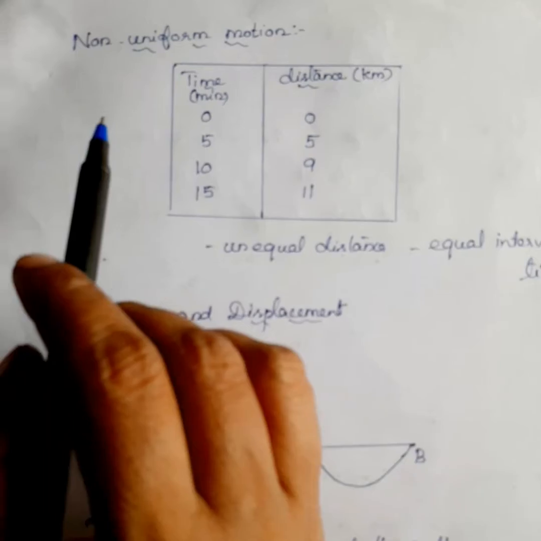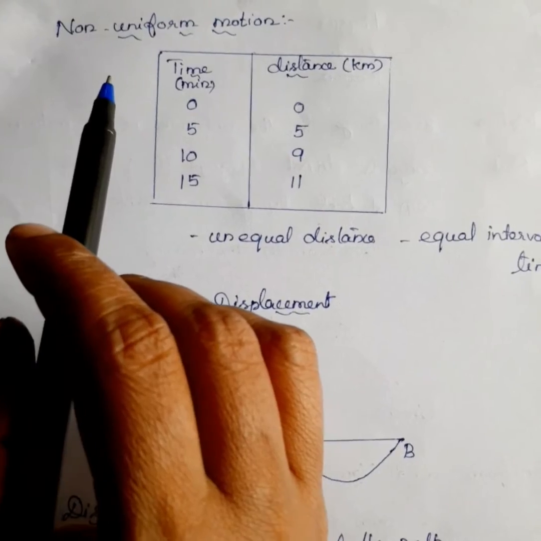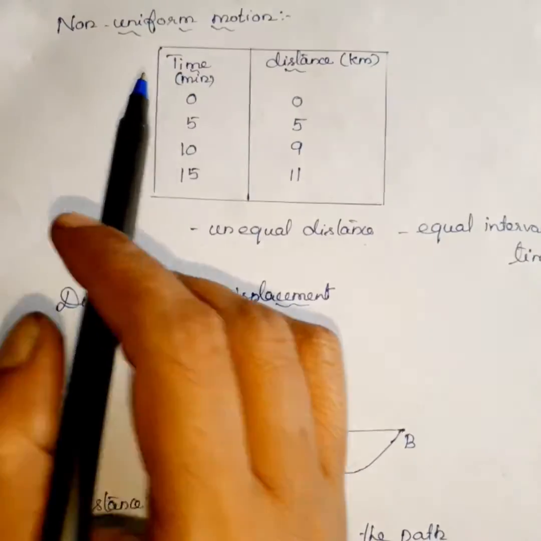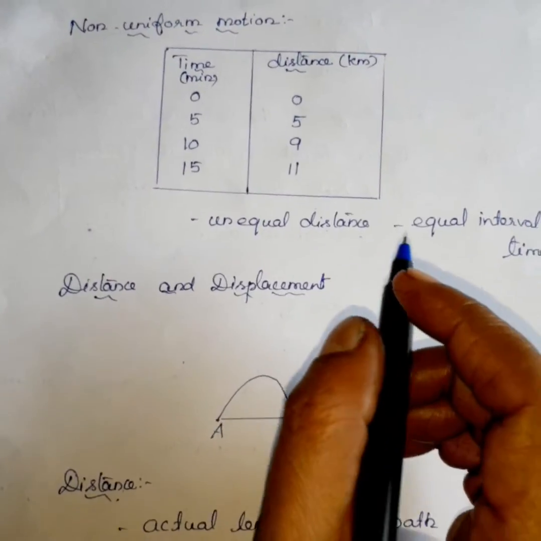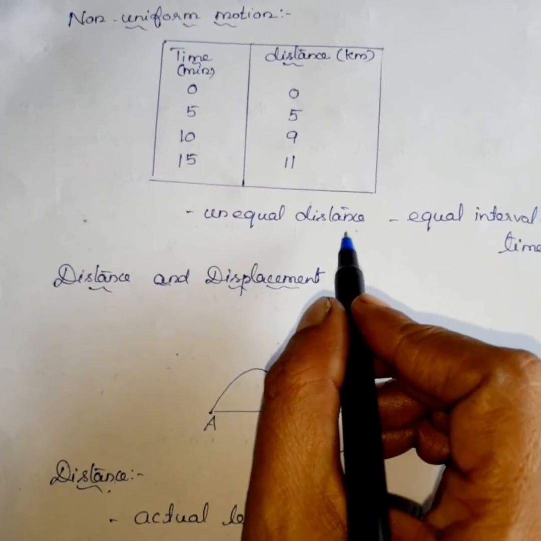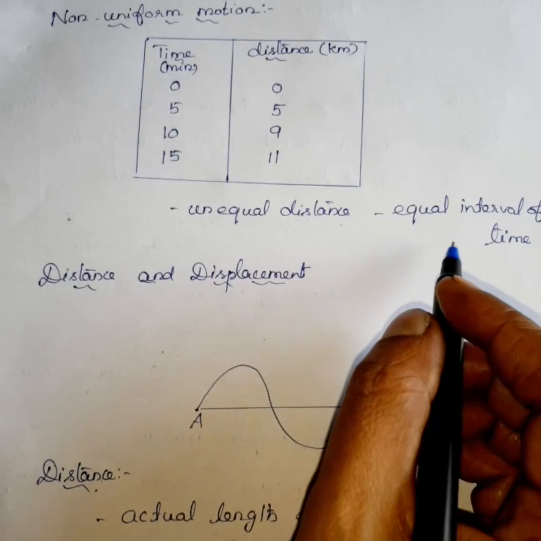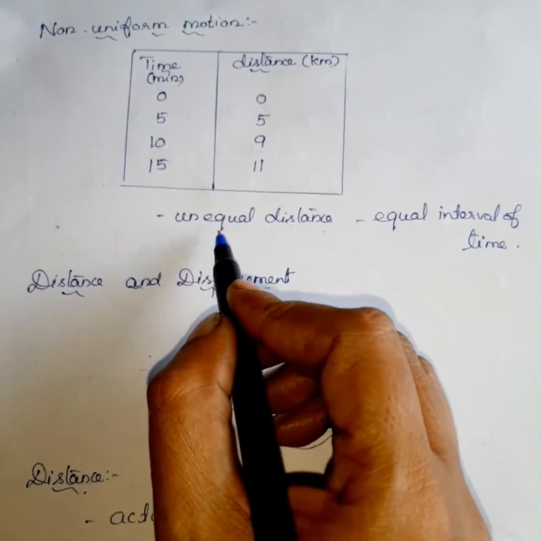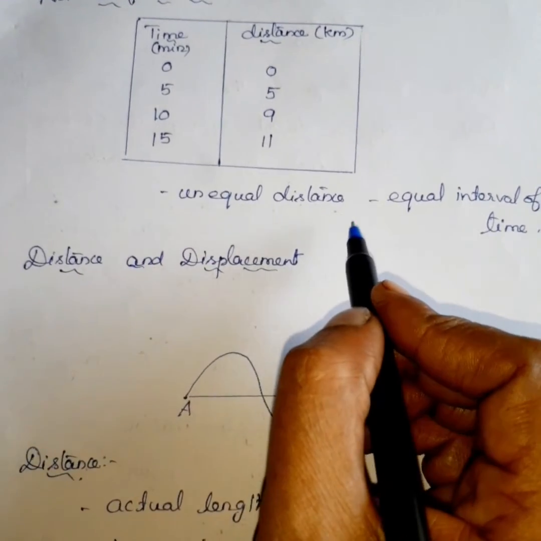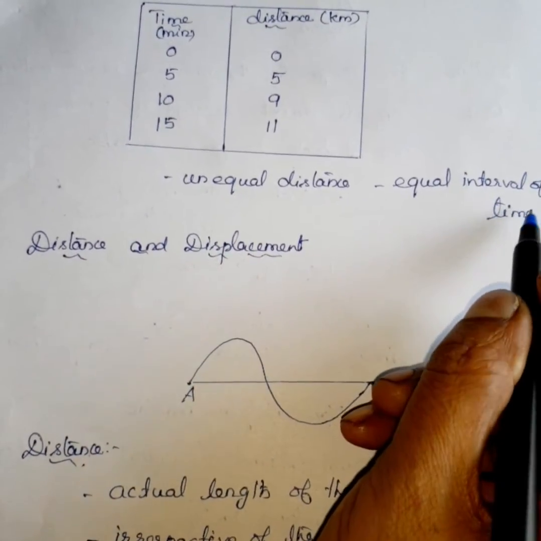Now you are going to study non-uniform motion. What is non-uniform motion? It travels unequal distances in equal intervals of time. Do you understand clearly? Unequal distances in equal intervals of time.